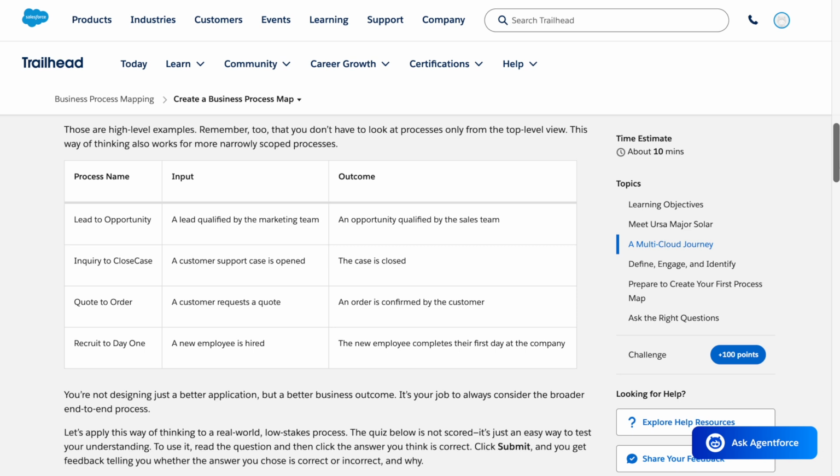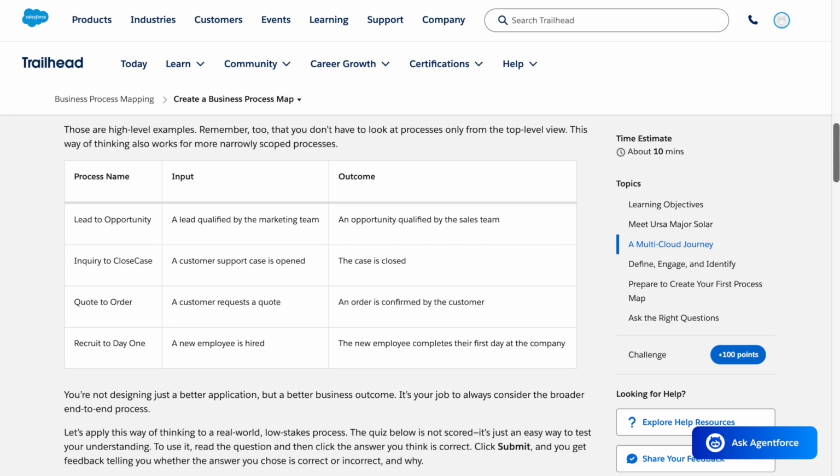Process name, lead to opportunity. Input, a lead qualified by the marketing team. Outcome, an opportunity qualified by the sales team. Process name, inquiry to close case. Input, a customer support case is opened. Outcome, the case is closed.